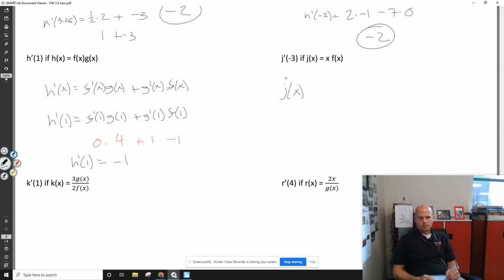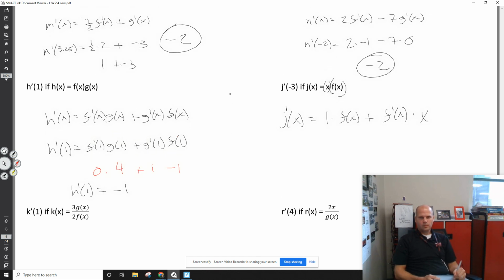Another product. This is not a constant. This is an x or an f of x or some function. It's a function times another function. Use the product rule. Derivative of the first times the second plus the derivative of the second times the first. Derivative of x is just 1. It's just a line. -3.